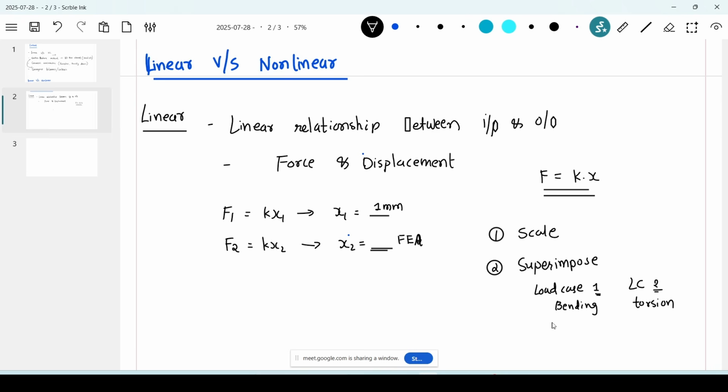Okay, and if I get displacement here, or the solution here for load case 1, and here if I get the solution, let's take d2, d2 means displacement for load case 2, and this is d1. If I want to know the combined effect of load case 1 and load case 2, I can simply do summation of this solution. Okay, if I want to know the solution for these two loads together, so that is superposition.